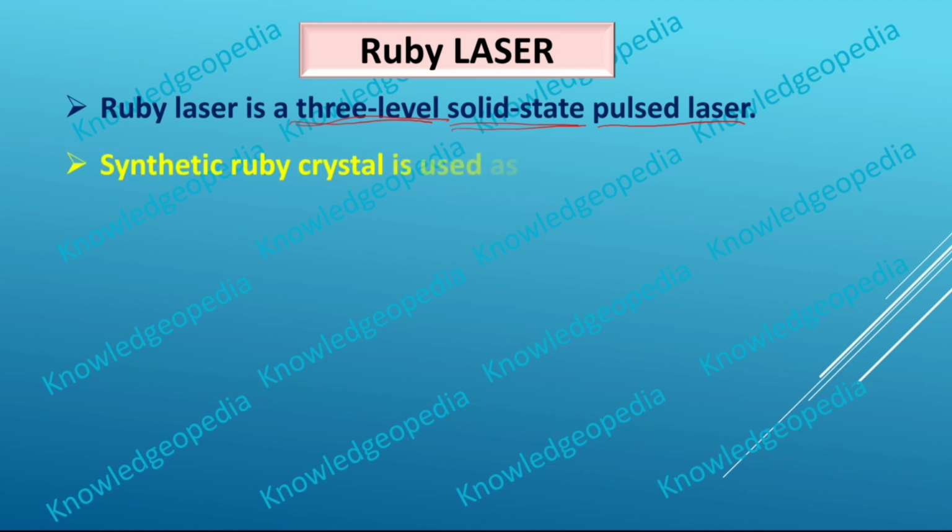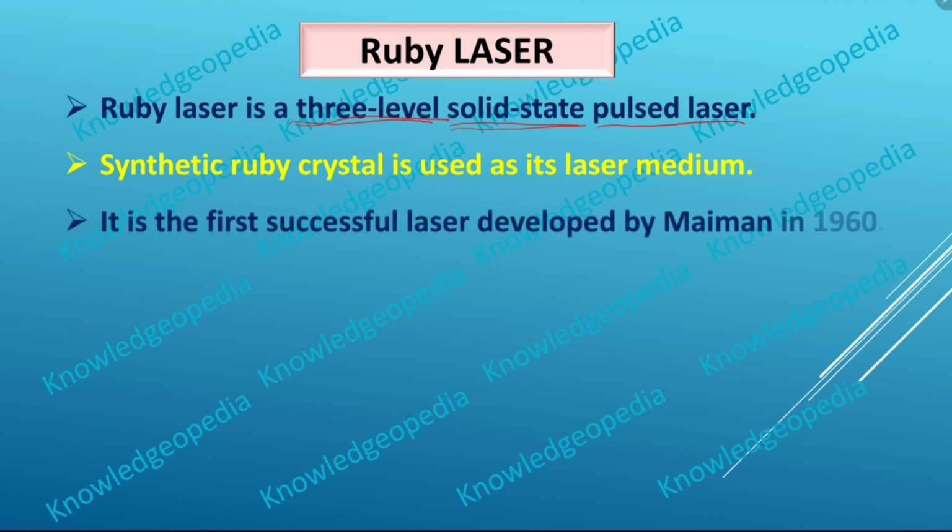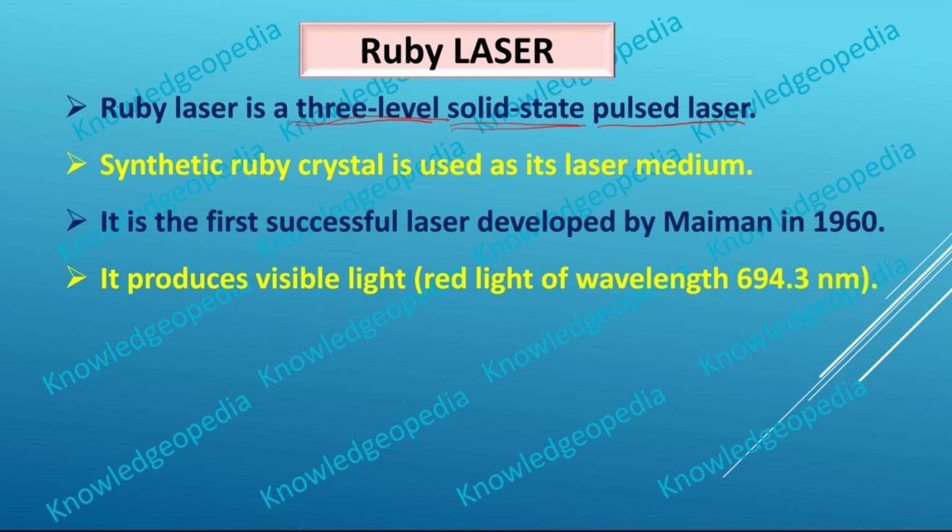In ruby laser, the synthetic ruby crystal is used as laser medium. It is the first successful laser developed by Maiman in the year 1960. It produces visible light, that is red light of wavelength 694.3 nanometer.